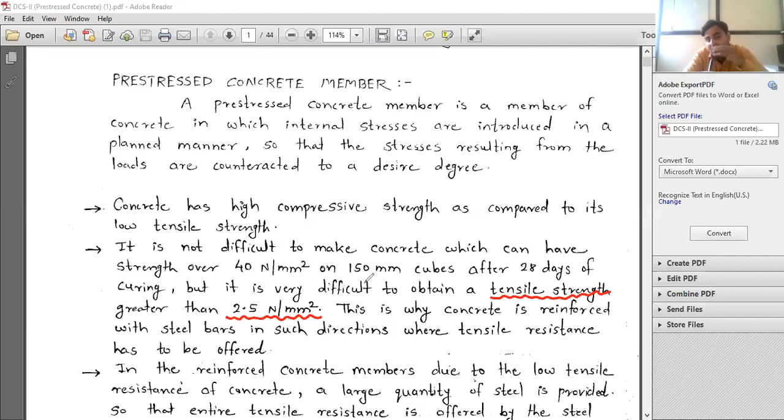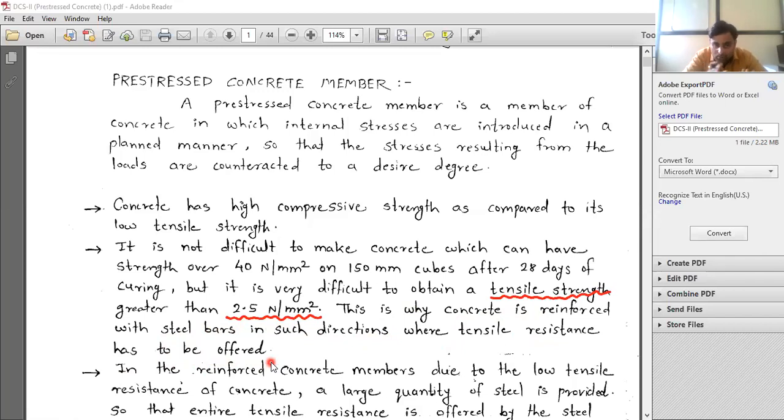मग म्हणूनच हे असा प्रॉब्लेम आहे की we are having more compressive strength of the concrete but low tensile strength. That is why what we generally do, this is why concrete is reinforced with steel bars in such a direction where the tensile resistance has to be offered. I am talking about normal concrete.